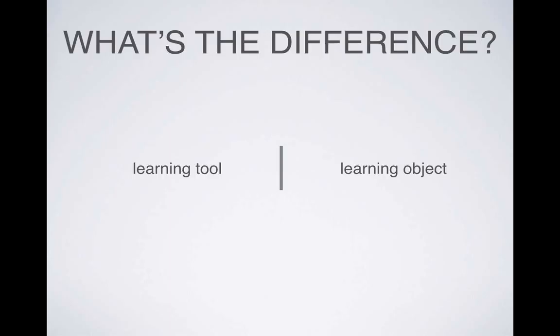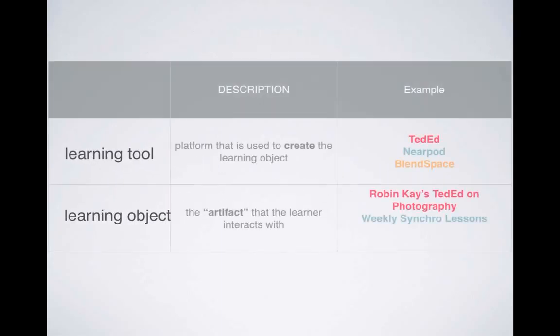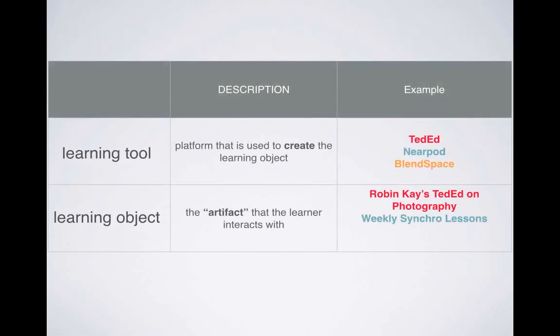So a learning tool and a learning object are terms that are often used interchangeably, but they don't mean the same thing. Basically, a learning tool is the platform that is used to create learning objects, and a learning object is the artifact or the lesson that the learner interacts with. And I'm going to show you a couple of examples here.